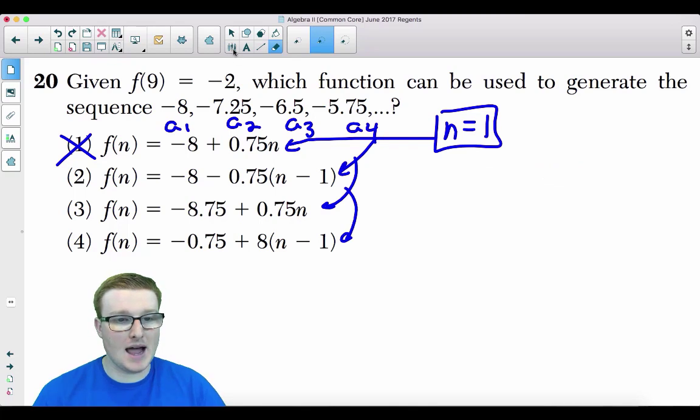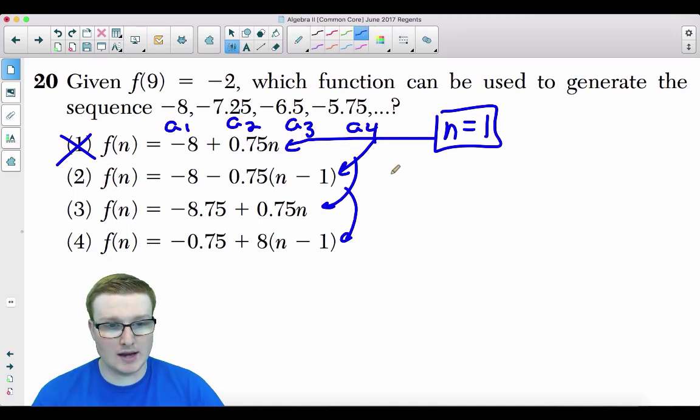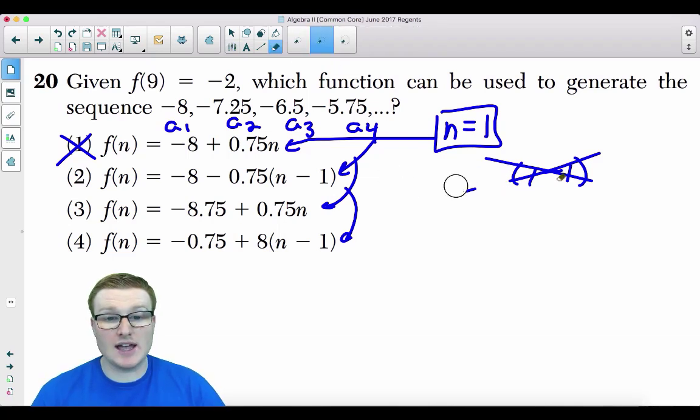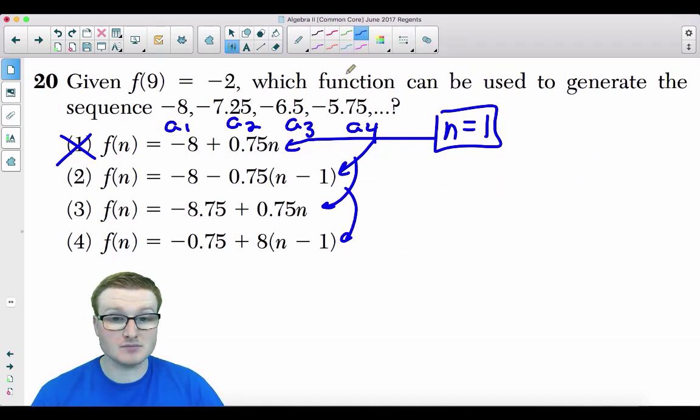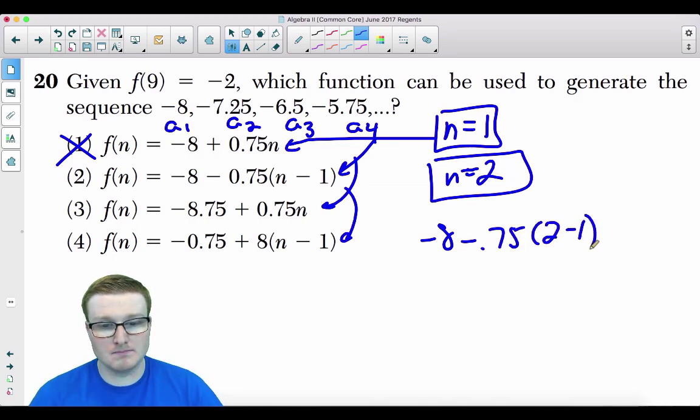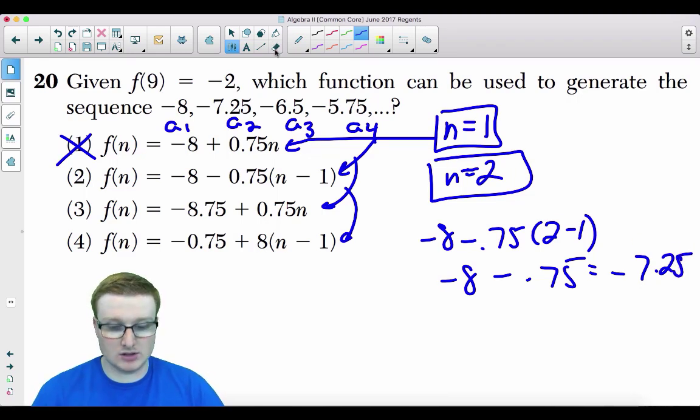Negative 8 minus 0.75 times n minus 1. Well, negative 8 minus 0.75 times 1 minus 1. That's just 0, so that cancels. Do we get negative 8? Yeah. Now let's try n equals 2 for the second equation. We get negative 8 minus 0.75 times 2 minus 1. We get negative 8 minus 0.75, and that gives you negative 7.25. So far, that looks like a good answer.